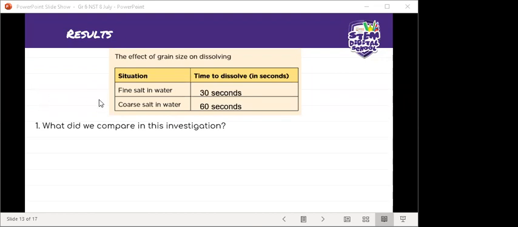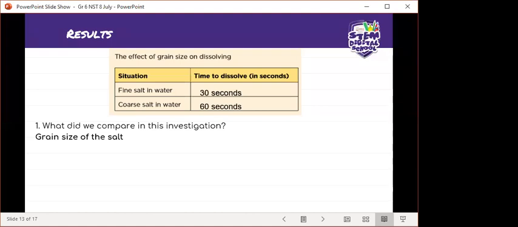Okay, so guys, just to remember, we spoke about three factors that affect the rate of solution. We already covered temperature. We already covered stirring. And then the last factor that we are looking at now is the grain size. So we're looking at the grain size of salt. Let's see what the answer is. It's the grain size of salt. So Ijura, you are on the right track.